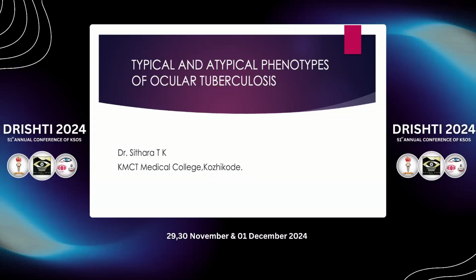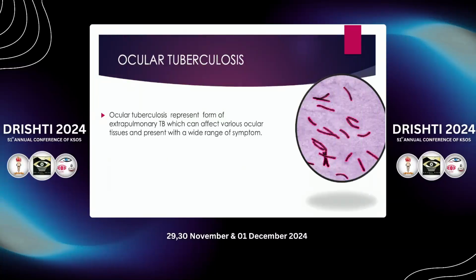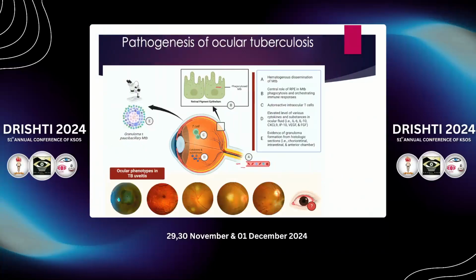Presenting the topic of typical and atypical phenotypes of ocular tuberculosis. Ocular tuberculosis represents a form of extrapulmonary TB which can affect various ocular tissues and can present with a wide range of symptoms. The pathogenesis of ocular tuberculosis.